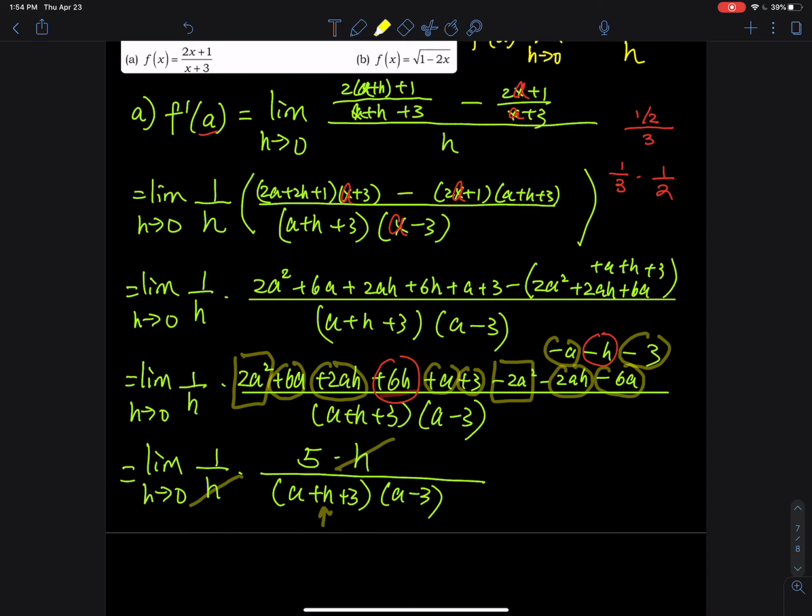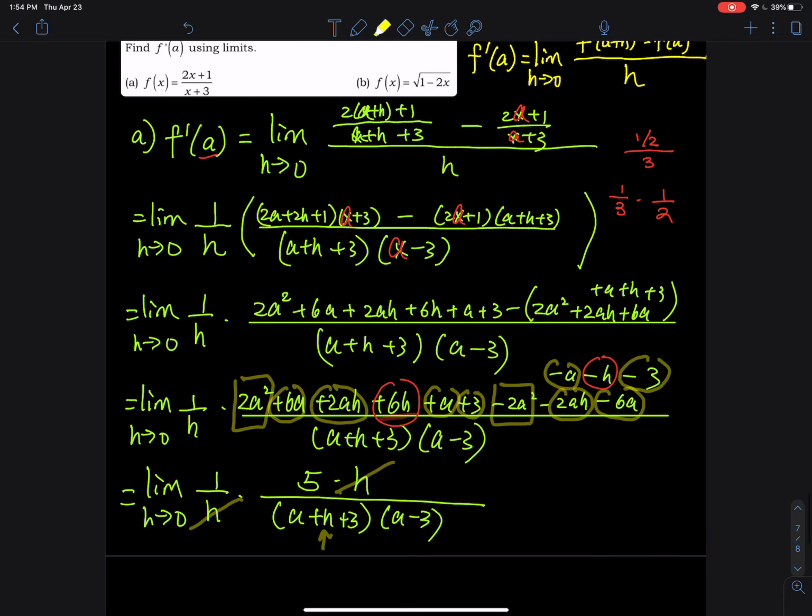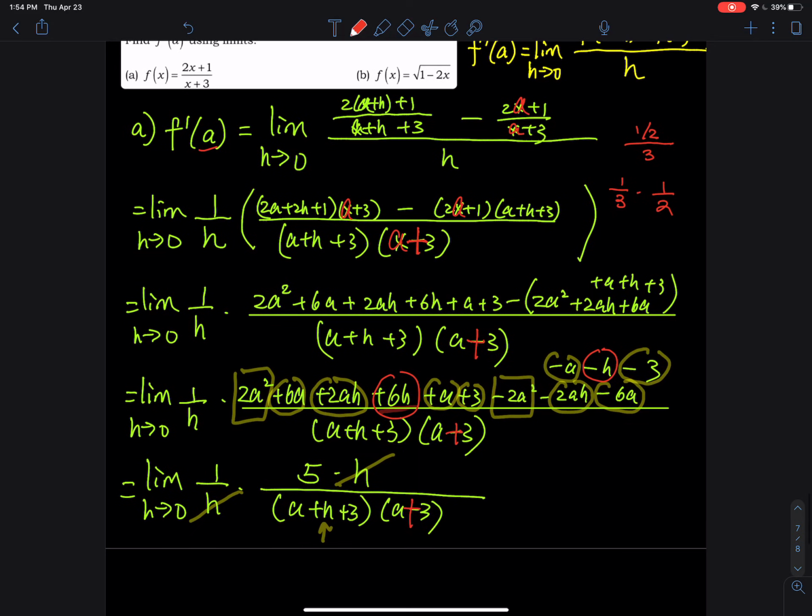Is that a plus or a minus? Hold on. This is a plus. A plus. So that will be a plus. This will be a plus. And then this is a plus. This is a plus. So when you plug in H, you have A5 divided by A plus 3 square. So that would be the slope.